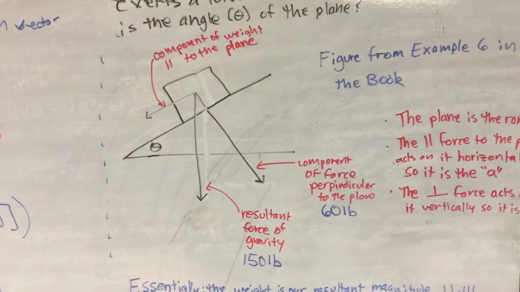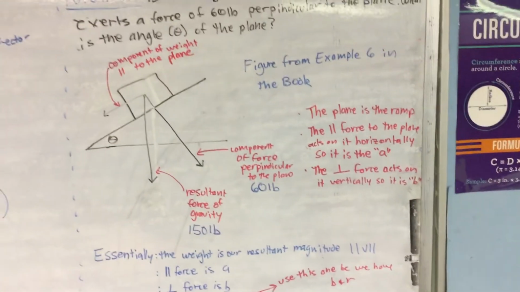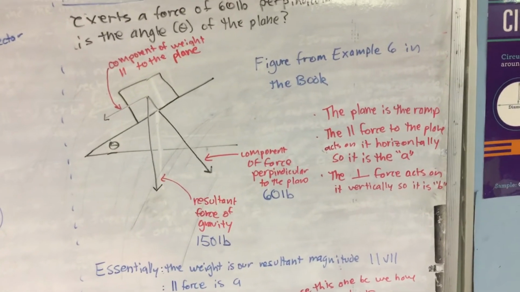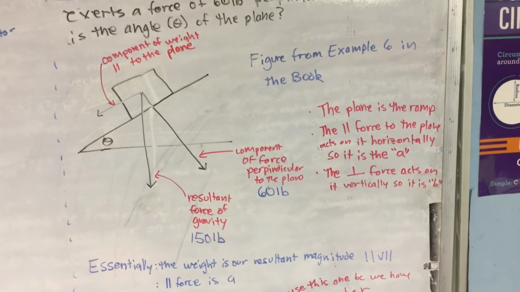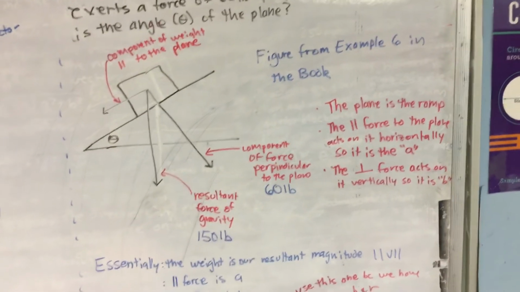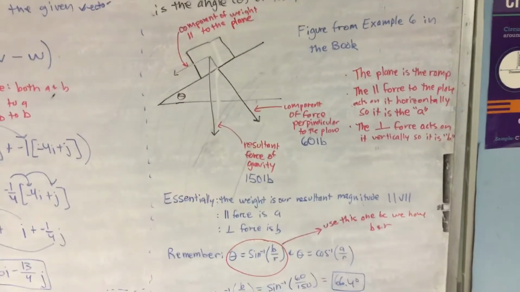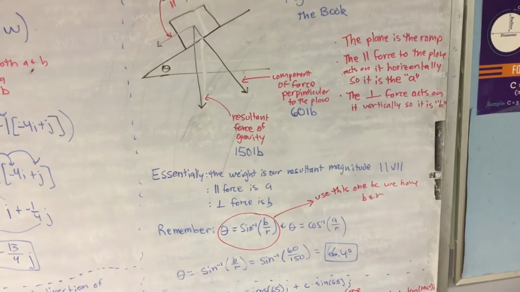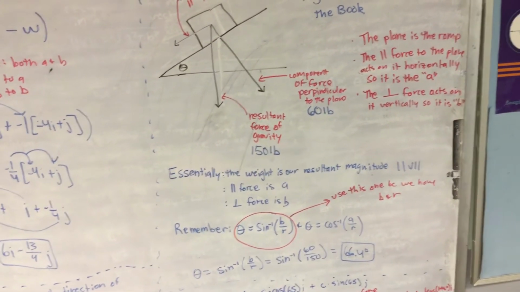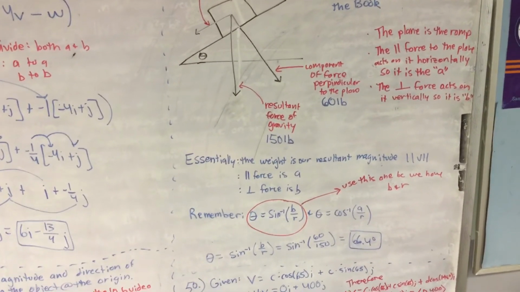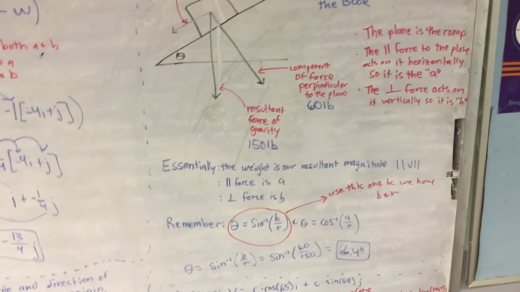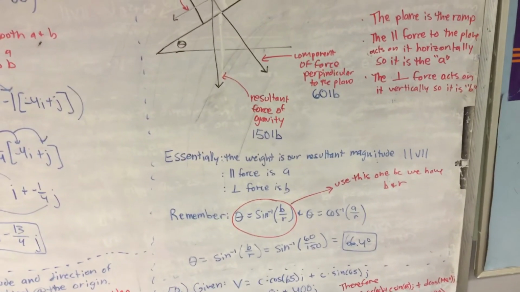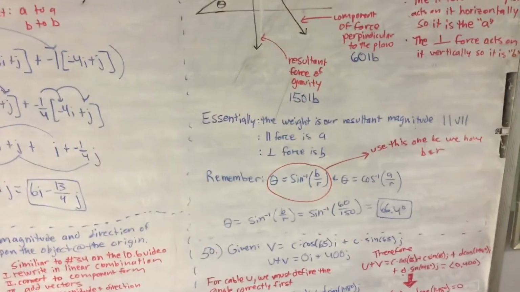Then we have one that's parallel to the line of the plane. The parallel one will be our A term. The perpendicular one will be our B term, because A is like X, it goes side to side. B is like Y, it goes up and down. So remember that theta is equal to the sine inverse of B over R, and theta is equal to the cosine inverse of A over R. We can use either of these equations to find theta. However, for this one, we only have our B and our R, so we'll be using the sine inverse of B over R. We plug our numbers in and we get the angle, easy peasy.